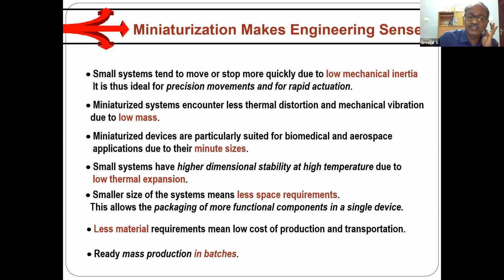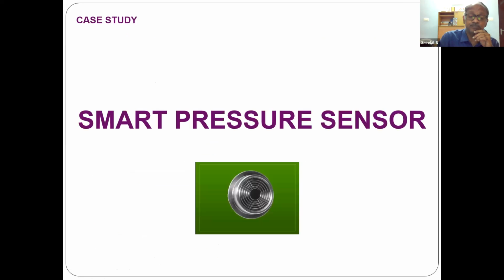So miniaturization basically makes engineering sense, as we all know. Small systems have low mechanical inertia, they have low mass, they have minute sizes, they have got low thermal expansion, they have got less space requirements, less material requirements, and they are amenable to production in batches. So these are some of the advantages that we get when we go for miniaturized realization.